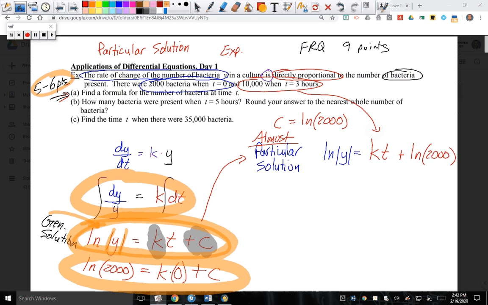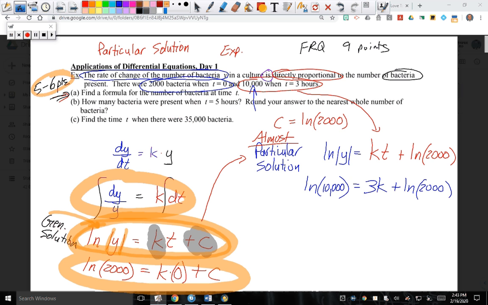We're going to plug in this other point right here, where t is now 3, so we would have 3k plus the natural log of 2,000 is equal to the natural log of 10,000. Not only will we take the absolute value of this, which is still going to be positive, but we're now going to put parentheses, because it's not a variable. Bless you. And there it is. This is almost the particular solution. I mean, it is, but we've got to get y by itself in the end. Okay? Why did we do this work just now? So that we could solve for our second variable of k.